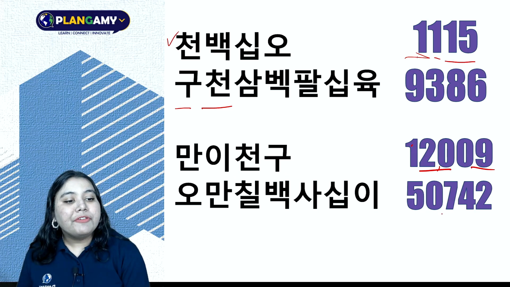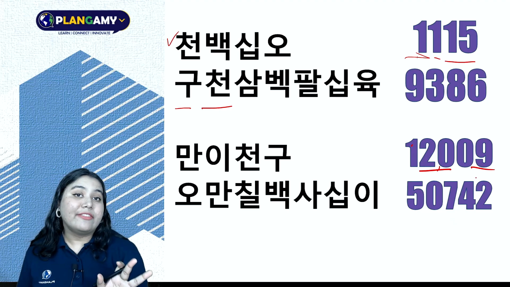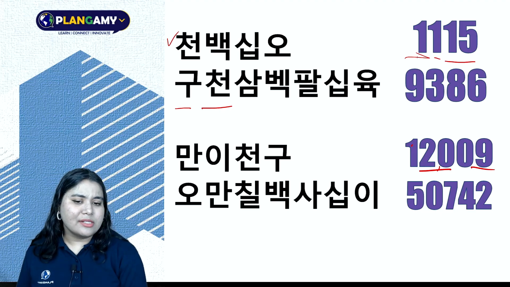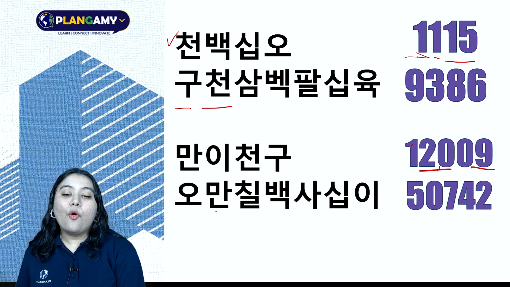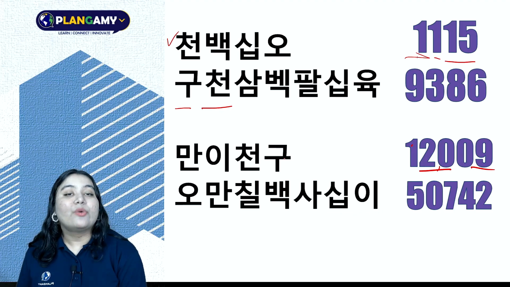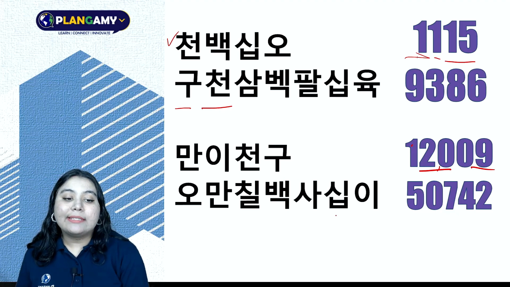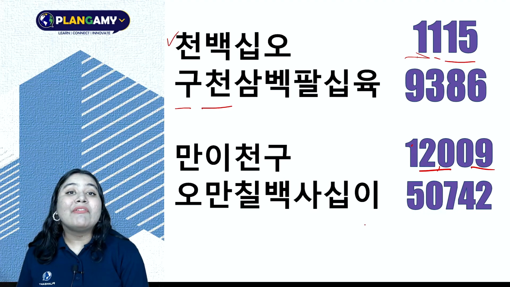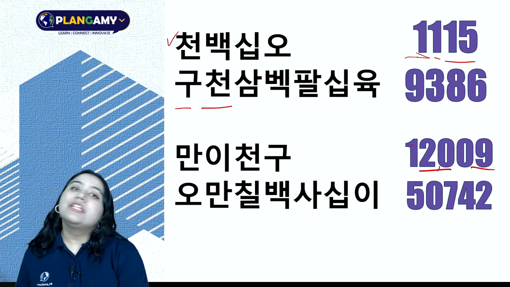Okay. Now 50,742. I need 5 10,000s to get a 50,000. Right? So I have o man, 10,000. O man, 5 10,000s. Till bek 700. Sashib 42. Sashib e. Right? So from the largest we move on to the smallest. O man chil bek sashib e. 50,742.